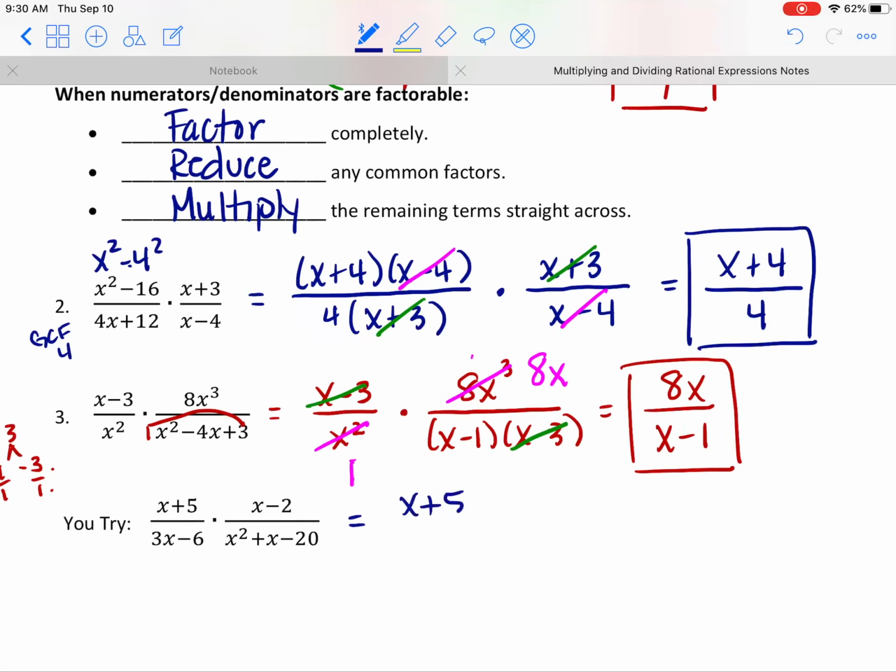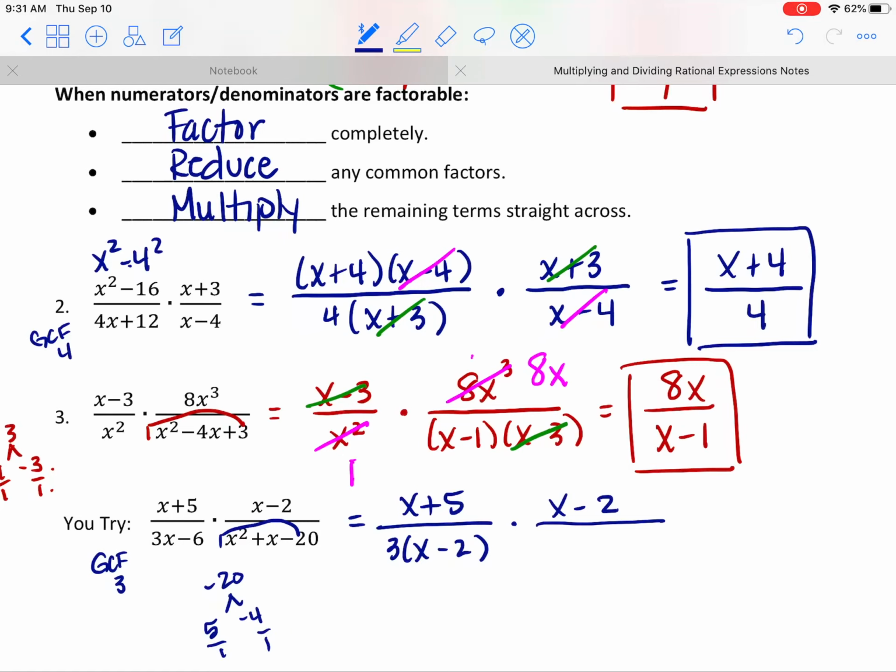X plus 5, not factorable. I'm going to bring that over. 3x minus 6 has a GCF of 3, so I'm going to factor that out. So that coming out is going to leave me an x minus 2 times second fraction. Can't factor x minus 2, but I can factor here. 1 times negative 20 is negative 20. Factors that make positive 1 would be 5 and negative 4, and dividing by 1 is not going to change those. So 1x plus 5 followed by 1x minus 4.